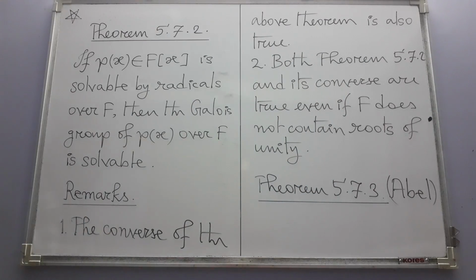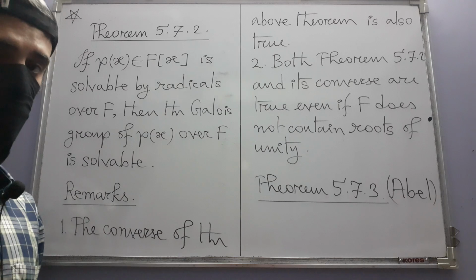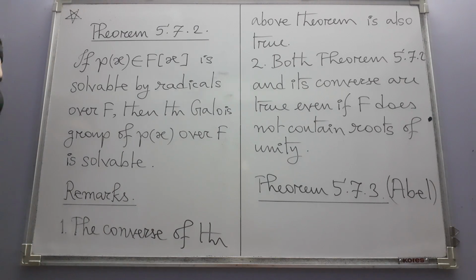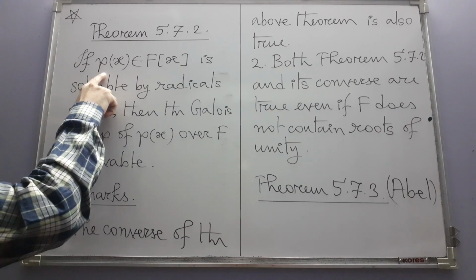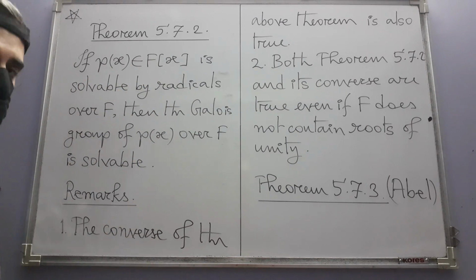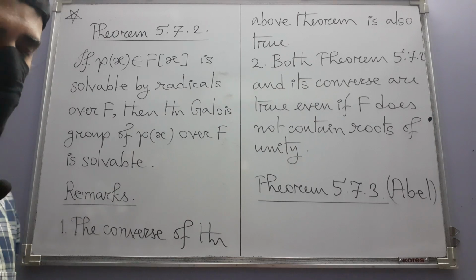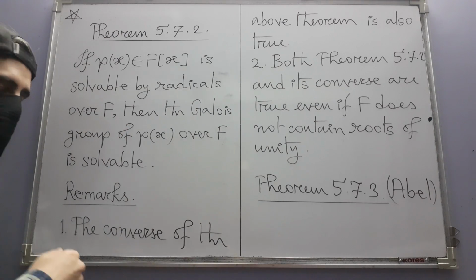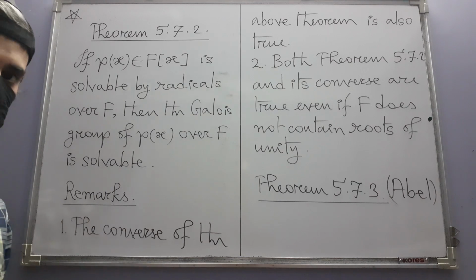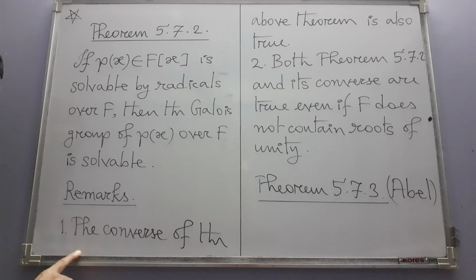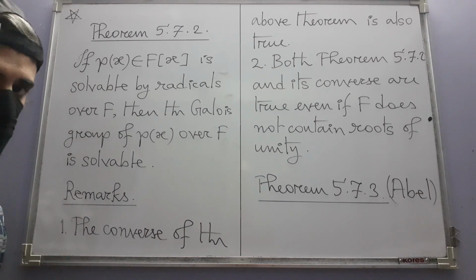Alright, so we have already proved theorem 572. Let's just go through the statement once more. Here we have a polynomial p over some field f which is solvable by radicals over f. Then the Galois group of p(x) over f is also a solvable group. We have already proved this. Now next come remarks about all these things.